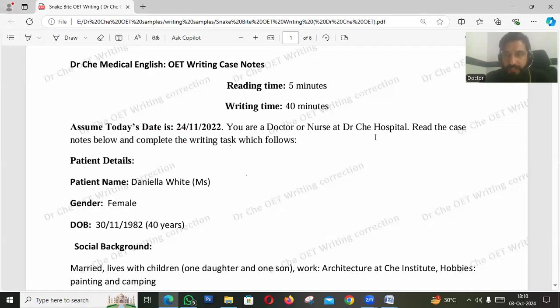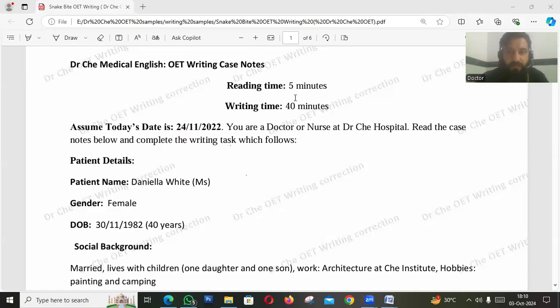So before we start, I want to ask how much time will you have in the real exam to complete your task? How much time will you have in the real exam to complete your task? 40 to 45 minutes. 5 minutes reading time and 40 minutes for writing. Okay, very good. 5 minutes reading time and 40 minutes to write your letter.